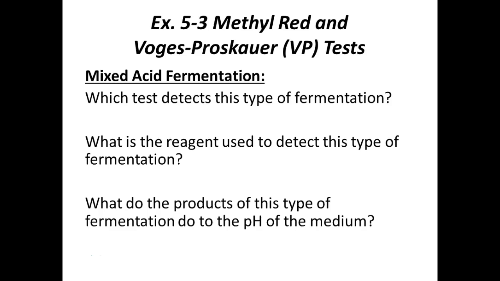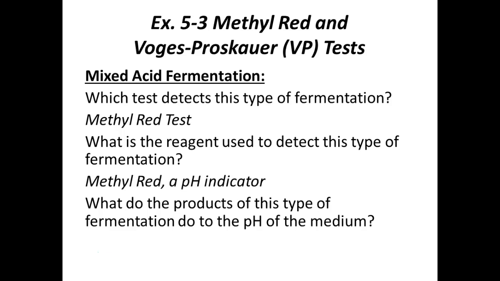So these are questions straight from your homework, right? Which test detects this type of fermentation that we call mixed acid? That is our methyl red test, right? Or MR test. What reagent did we use? Methyl red. That's easy. The name of the test and the reagent are the same. But what is methyl red? Methyl red is a pH indicator. It allowed us to detect the pH by color changes, right?